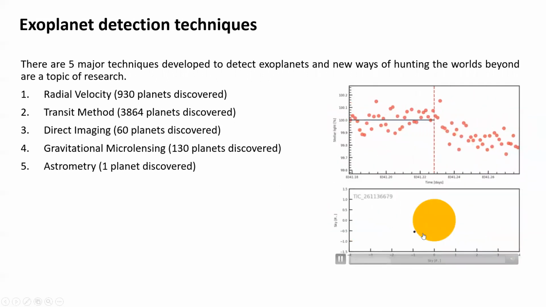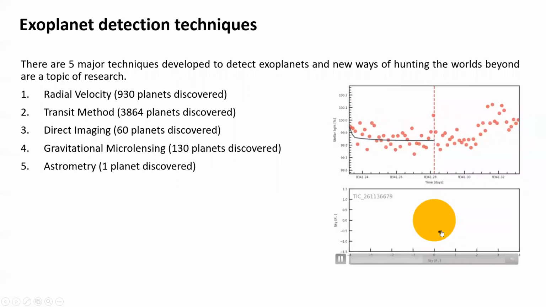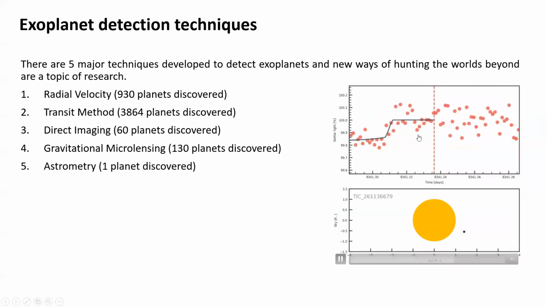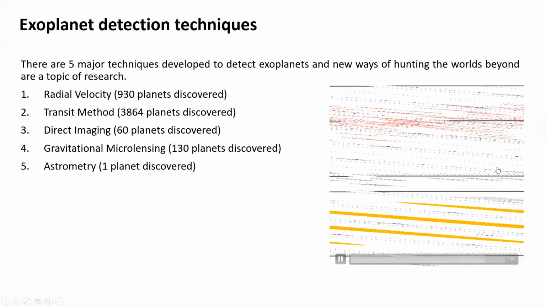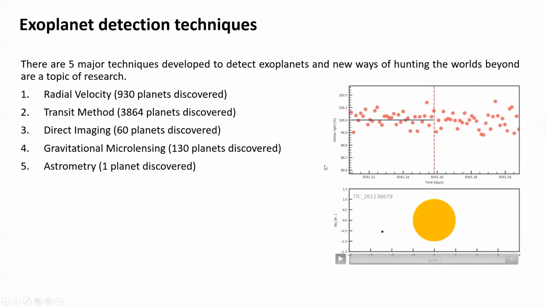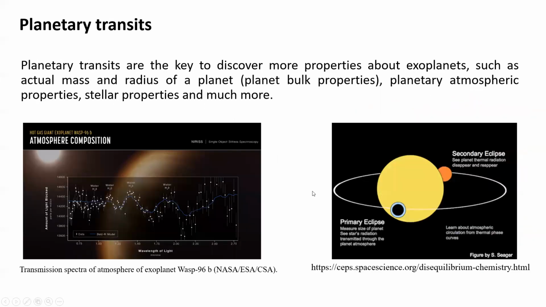The planet is orbiting in its plane, and when it comes and casts a shadow on the sun, we see a dip in the light curve. So this dip in the stellar light can let us know about the possible existence of some planet, and it can also be used to study its properties. So the planetary transits, as I said, are the key to discover more properties about exoplanets, such as the actual mass and radius of the planet, the planet bulk properties, the atmospheric properties of the planet, the stellar properties, and much more.